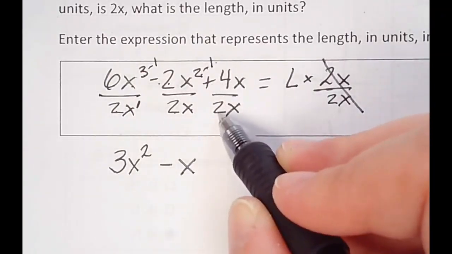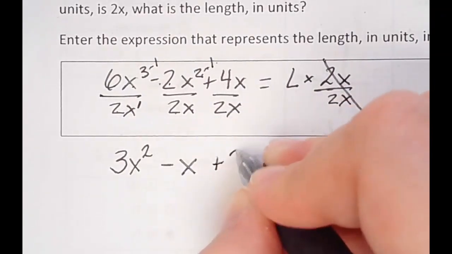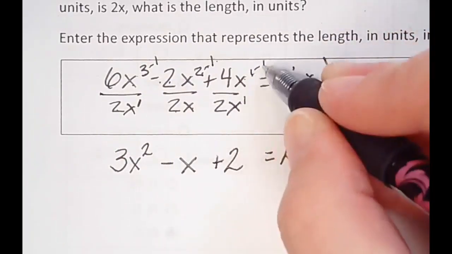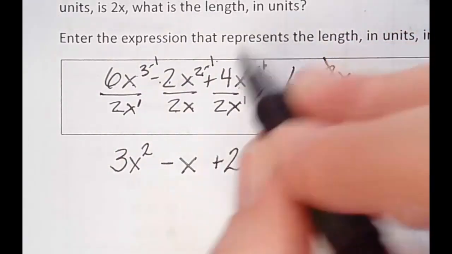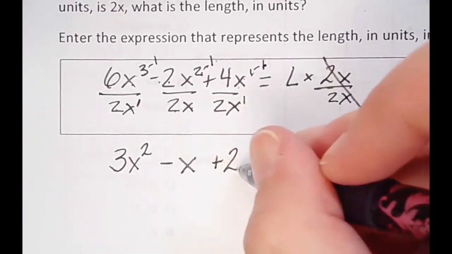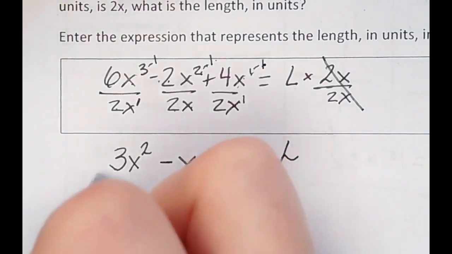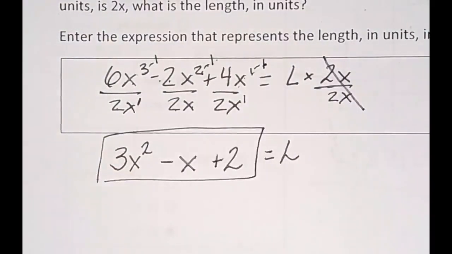Positive 4 divided by 2 is a positive 2. X divided by x, keep the base, subtract the powers. 1 minus 1 is 0. Anything to the power of 0 is just 1, so it will be 2 times 1. That's all we need. This trinomial is our final answer.